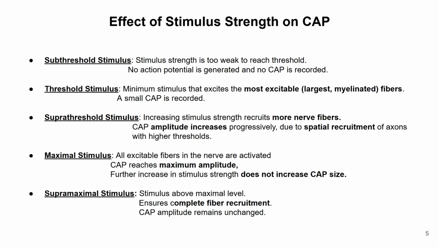Then we come on to the supra-threshold stimulus. Increasing stimulus strength recruits more nerve fibers. The CAP amplitude gradually increases due to spatial recruitment of axons with higher thresholds. Then we come to the maximal stimulus. All excitable fibers in the nerve are activated. CAP reaches maximum amplitude. A further increase in stimulus strength will not increase the CAP size after this point.